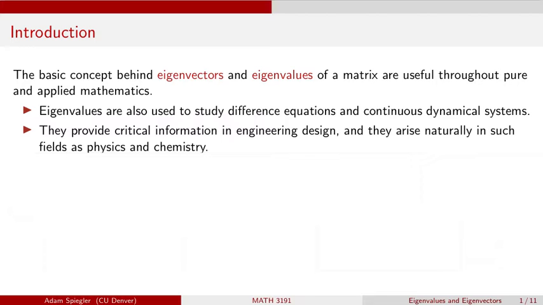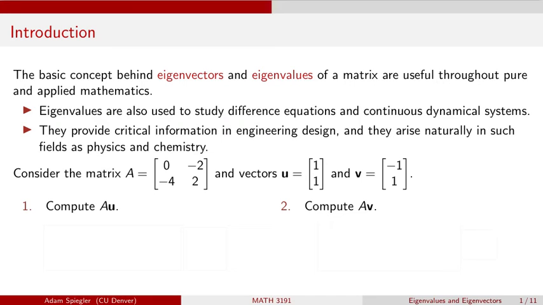So let's begin with an example. Let's consider the 2 by 2 matrix A, whose first column is 0, -4, and the second column is -2, 2. And let's consider two vectors. U is the vector 1, 1, and V is the vector -1, 1.